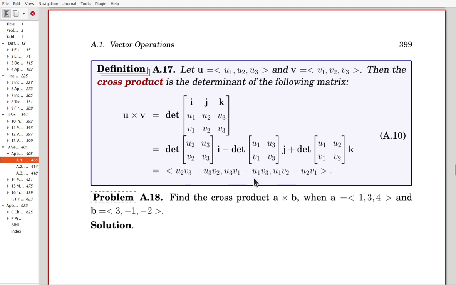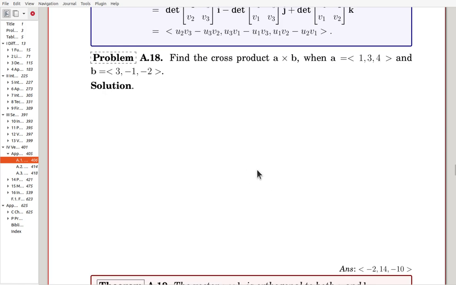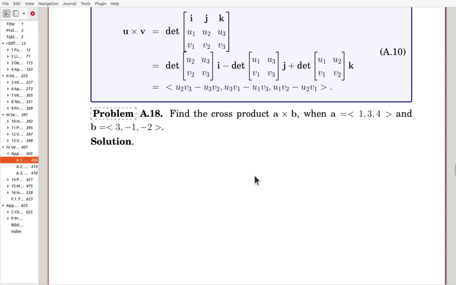In most cases, this last one is defined to be the cross product. But this one is a kind of computational technique. Rather than trying to memorize this one, you may try to use this formula to get the cross product. Let's try to do it here.